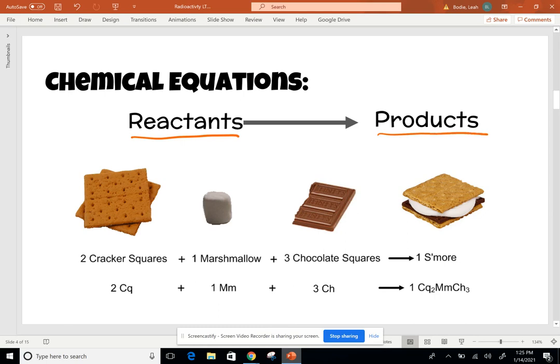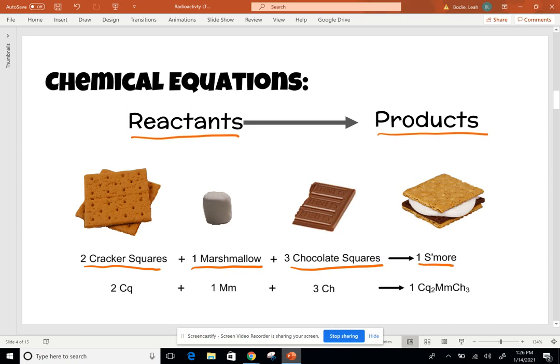And so let's look at just an example here for fun, making a s'more. And so our reactants in our s'mores is we usually have 2 graham crackers, right? One for the bottom, one for the top. Let's say we're going to use 1 marshmallow and we're going to take 3 chocolate squares. And so when we put all that together, we have our product, which is a s'more.